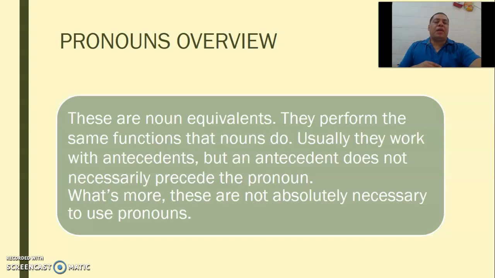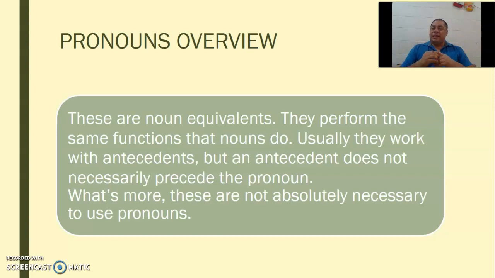But I could also say this: When she arrived, the woman didn't greet anybody. See? In this case, I am using the pronoun before the antecedent. That is done all the time. We do it all the time. I do it, you do it. There is no problem with that.